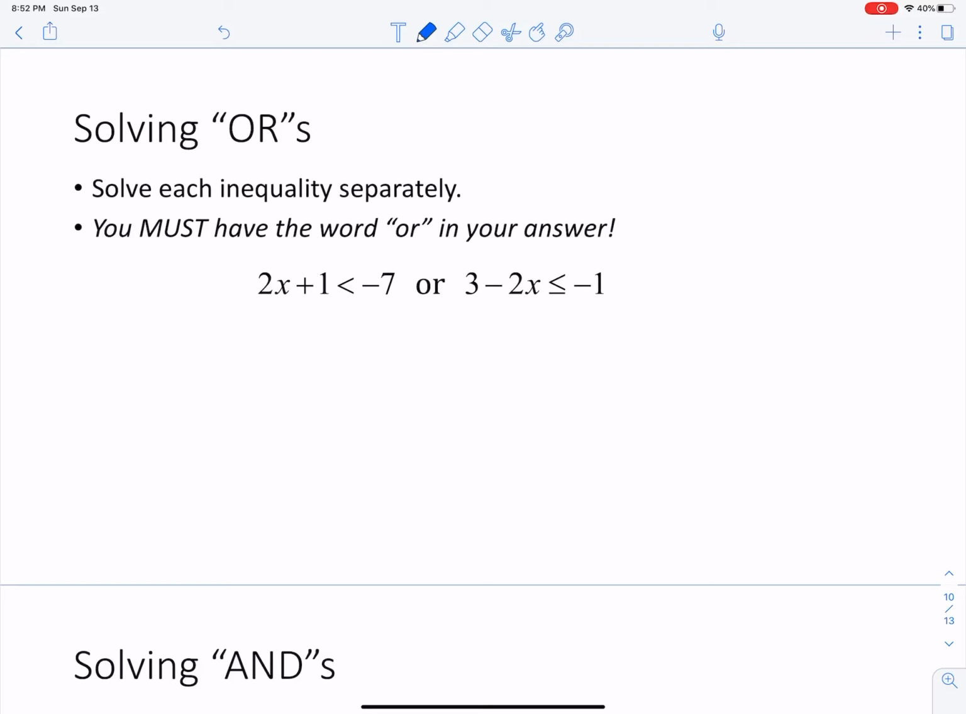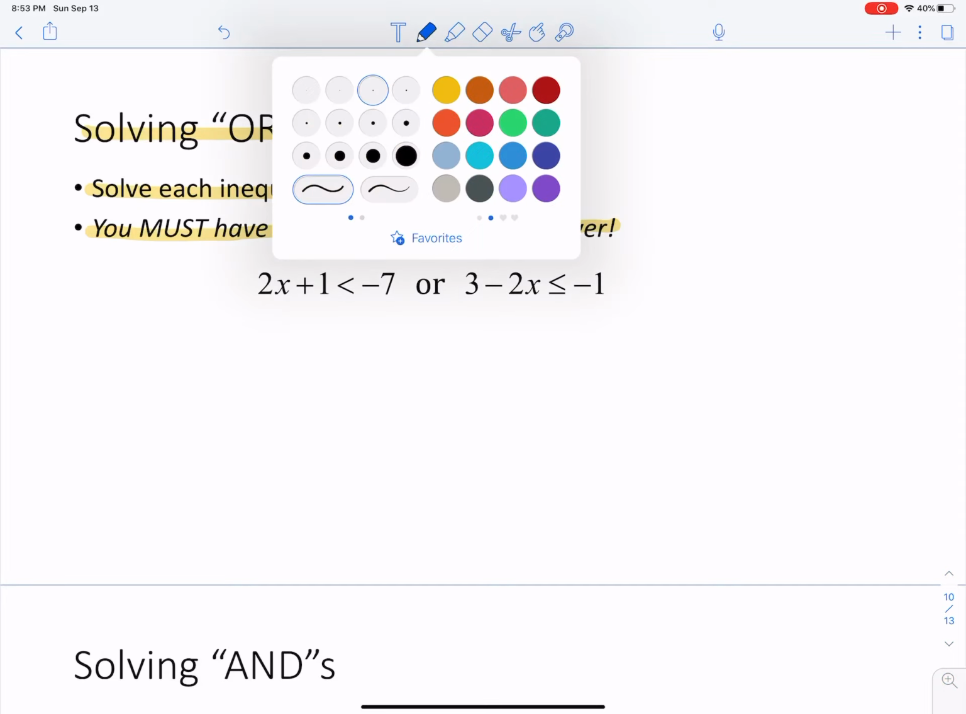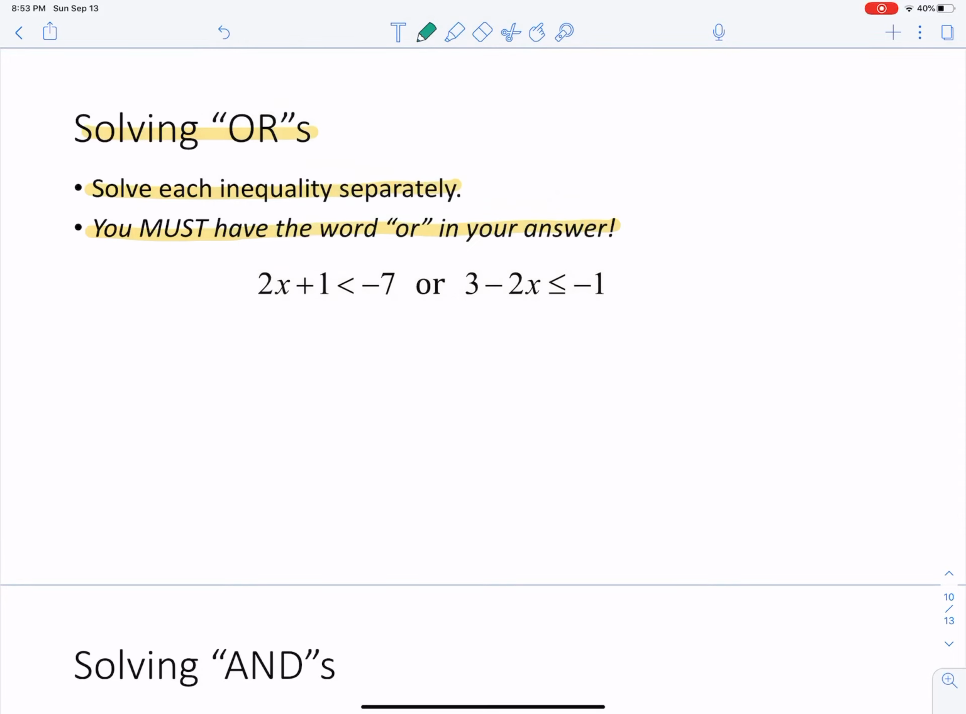When solving our or inequalities, I'm going to highlight this: solve each inequality separately. You must have the word or in your answer. This is the part where it gets important with solving. Let's even switch colors for you. I like that green. So I'm going to subtract 1 on this one.